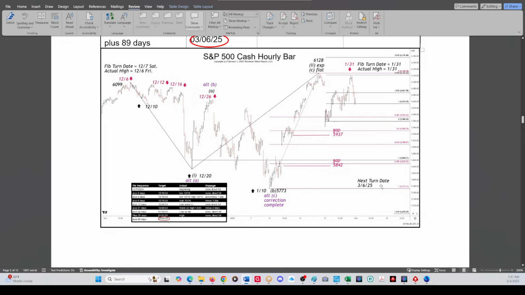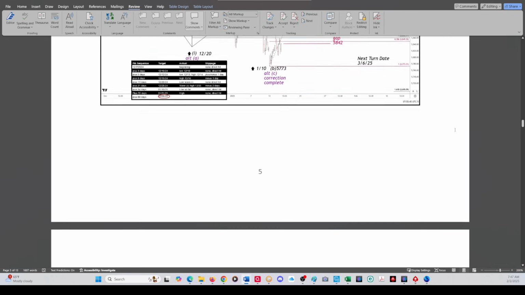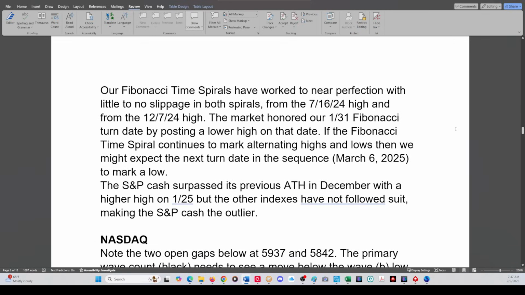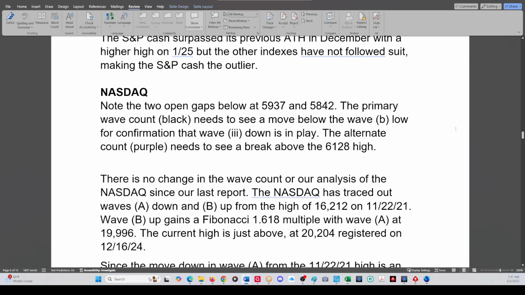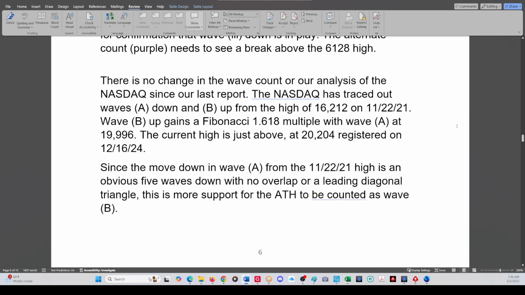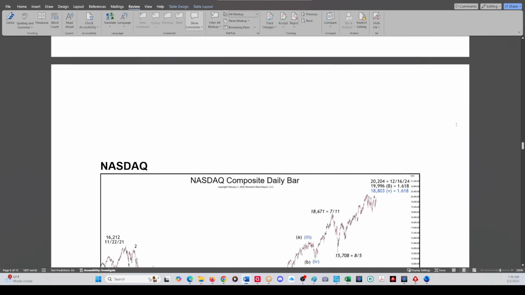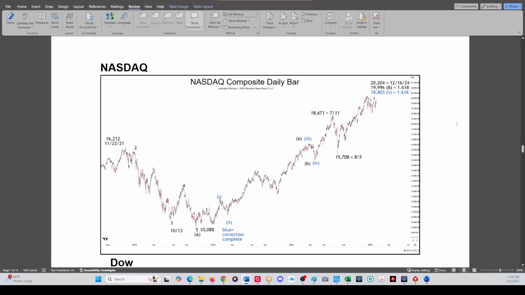Okay, you see our next turn date is March 6th. We'll see how that plays out. Okay, this is all the slippage. There's the Nasdaq information there. I think I'll get to that chart, which I have lower. Yeah, here is the Nasdaq here.